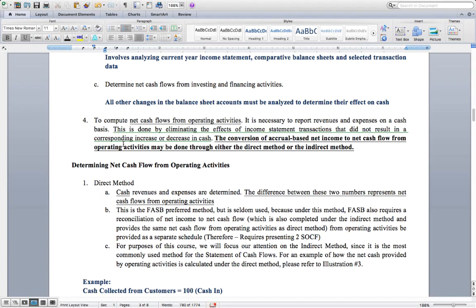So companies frequently will just complete the indirect method because instead of having to do two statements, they could do one. For purposes of this class, though, we will actually focus our attention on the indirect method since it is the most commonly used method for the statement of cash flows. Refer to illustration number 3 at the end of the handout for more details on the difference between the presentation of indirect and direct for operating cash flows.